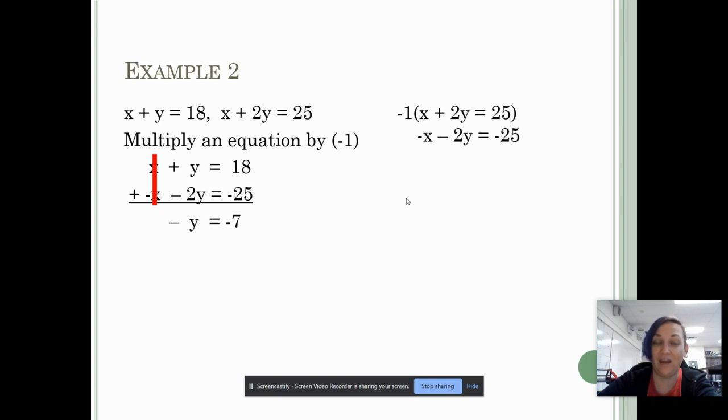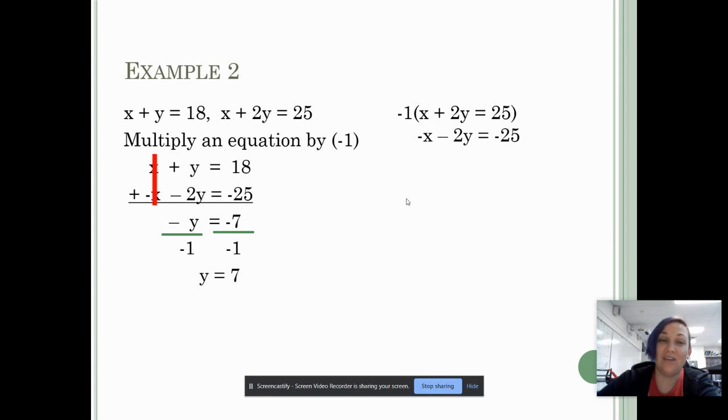Once you're done eliminating a variable, it's one step to get to that first answer. You're going to divide both sides. On this problem, I'm dividing by a negative 1. And I got my first answer. My first answer is y equals 7. Remember, I'm calling that my first answer because we always need an ordered pair, so we need two numbers. In this problem, I still need to figure out what my letter x is.